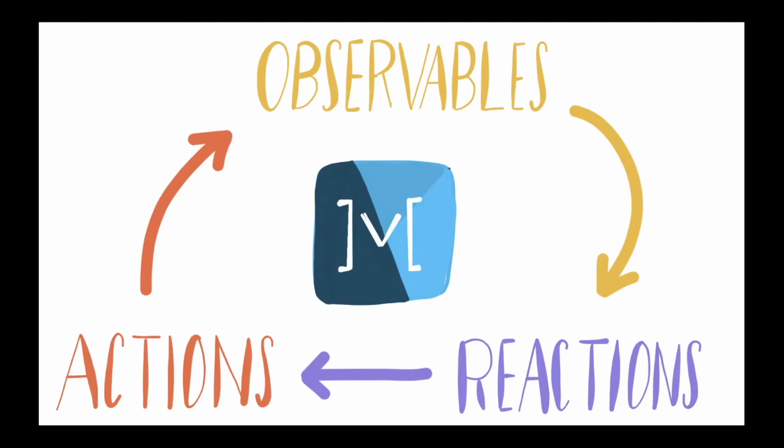So just to summarize, what we get in Mobx is a triad of abstractions, the observables, actions, and reactions, which all flow the information in a unidirectional form. And that is how the reactive system inside Mobx works.